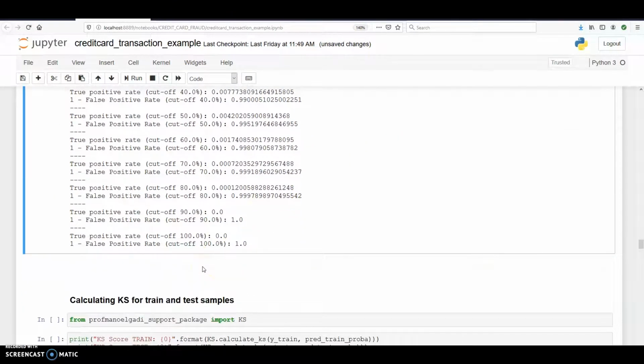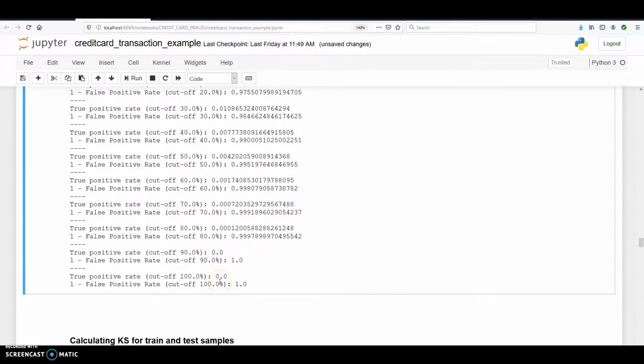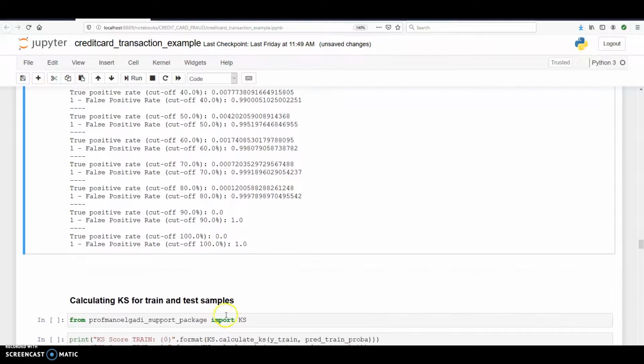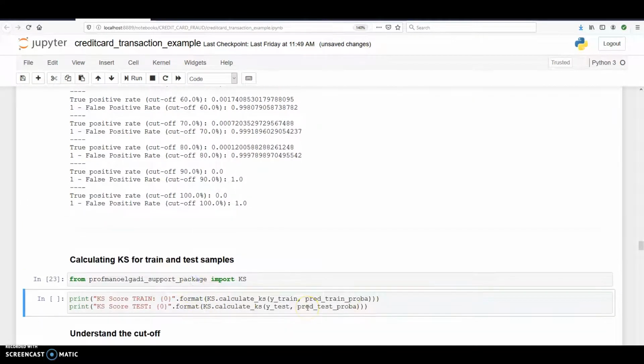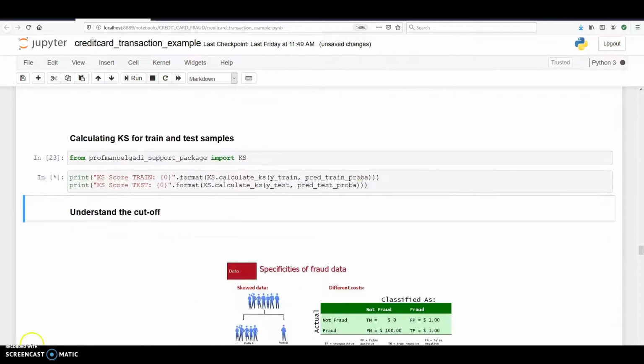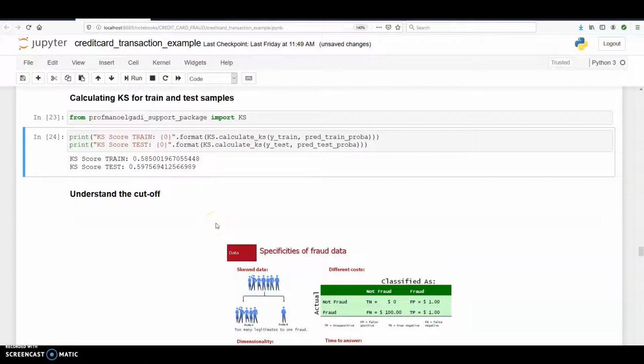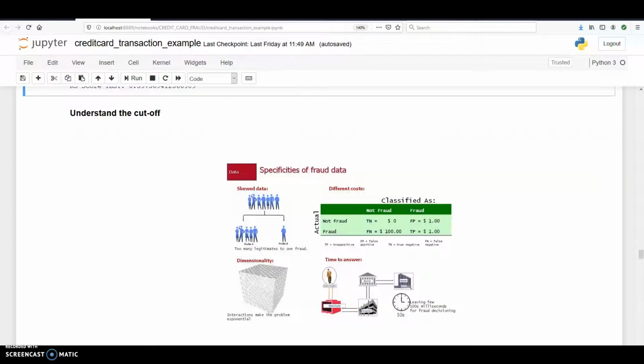With that, I can calculate a metric that is independent of the actual cutoff and the actual proportion of the two, because I have the proportion of corrects and the proportion of incorrects in here. And also I can calculate the KS. That will take a while, so I'm going to pause it. That was the Gini that you can see in the video. The KS goes from 0 to 1, 1 meaning 100% separation, and 0 meaning 0%.